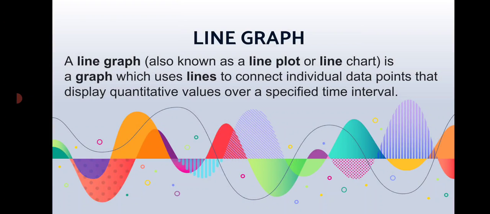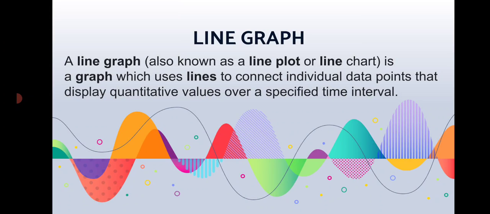Further we move to the last graph, that is the line graph. A line graph is also known as a line plot or line chart. It is a graph which uses lines to connect individual data points and displays quantitative values over a specified time interval. So children, to make it very clear to you, a line graph is used to show something which is increasing or decreasing over a period of time.